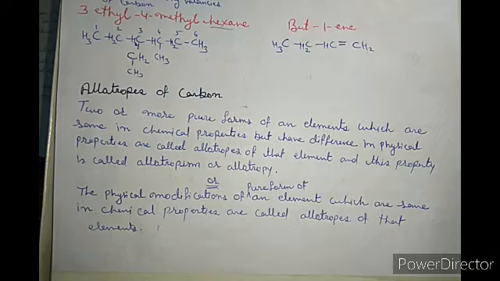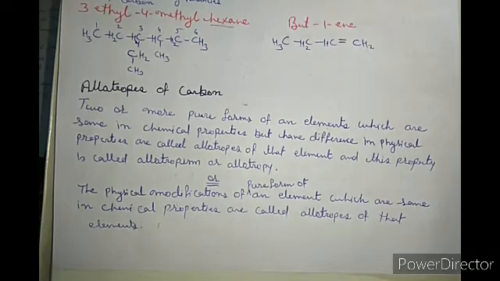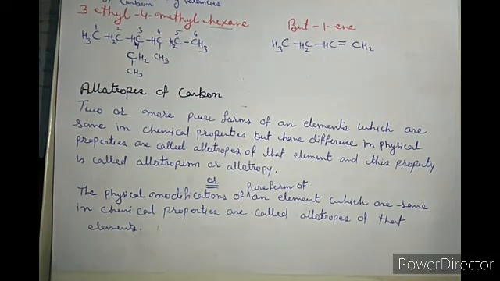Before discussing the definition, we discuss some facts about it. It is the purest form of any element which has the same chemical properties but different physical properties. For example, diamond and graphite are both allotropes of carbon. That means they have the same chemical properties, because both of them are made of pure carbon.